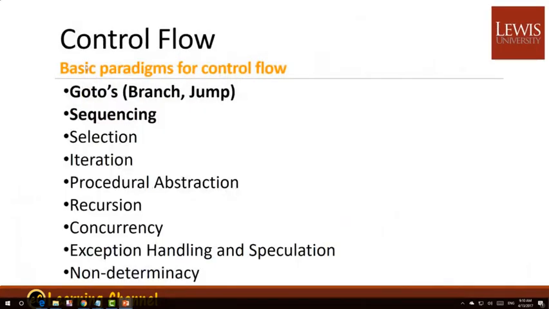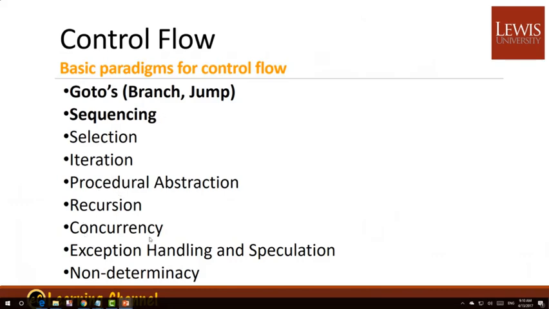And in our textbook, we have different topics for control flow. So here we will get started from the basic paradigm for control flow: Goto, branch, jump, and sequencing. That's the first, when assembly language got started. And we also have topics on selection, iteration, procedural abstraction, and recursion. Up to here are called structured programming.